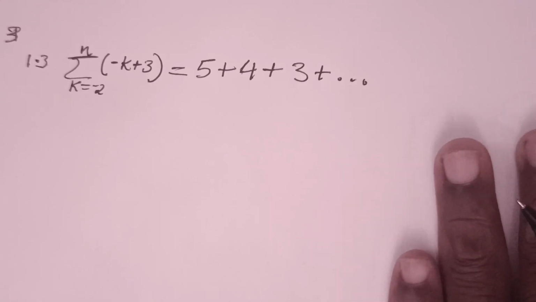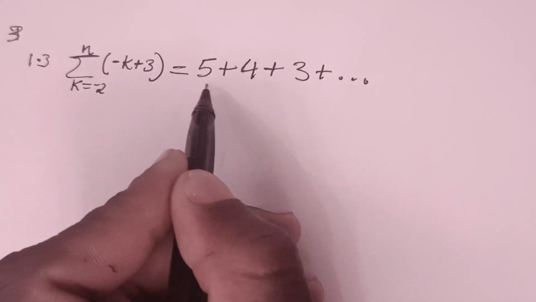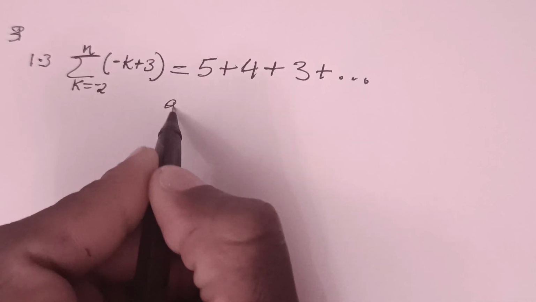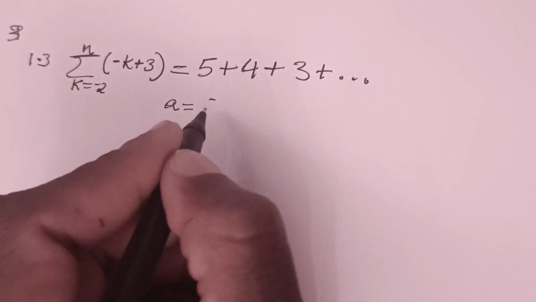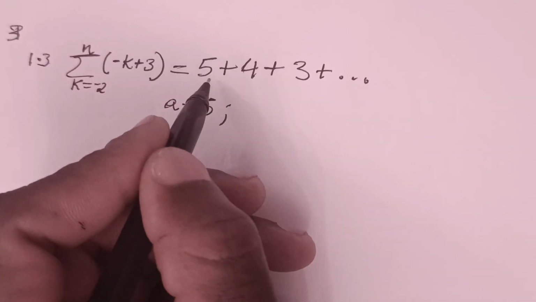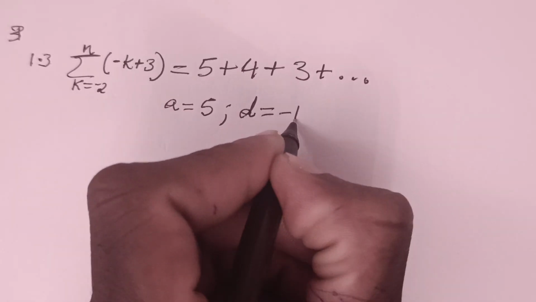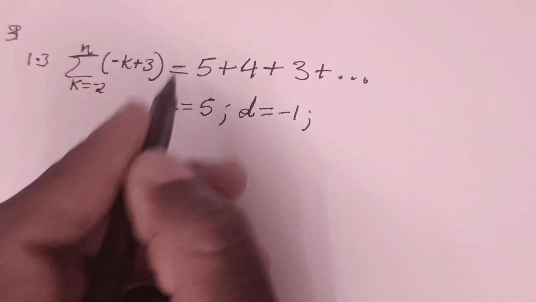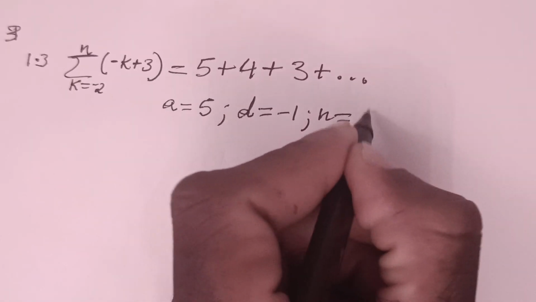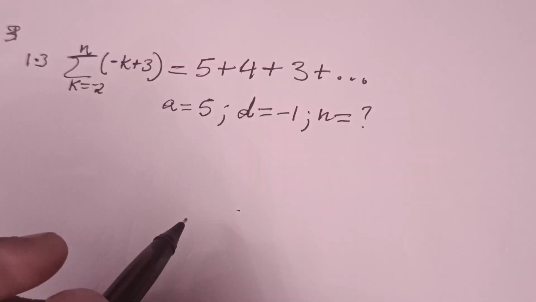This would then, actually, if you look at it, it is an arithmetic series of some sort. Can you see this arithmetic series where a is 5, the first term? 4 minus 5 is minus 1. 3 minus 4 is minus 1. So your d is minus 1. Remember, this is Sn, the sum to n terms. So what you do not know is the value of n.